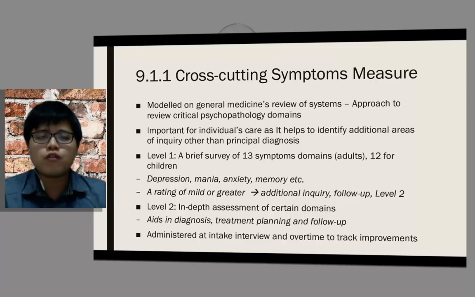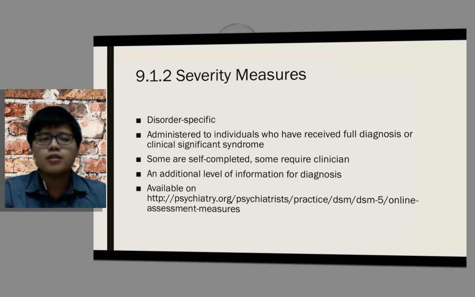Level 2 of the cross-cutting symptom measures is about the in-depth assessments of certain domains. It will aid in the diagnosis, treatment planning, and follow-up. These cross-cutting symptom measures can be administered at intake interview and over time to track improvements. Now, let's look at the severity measures.